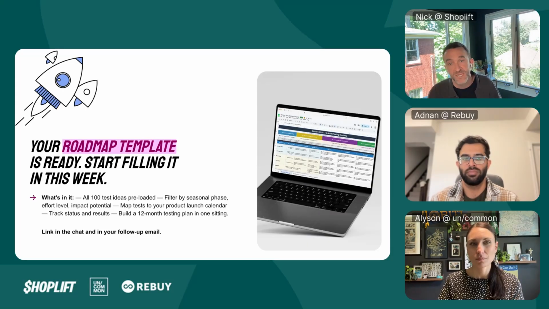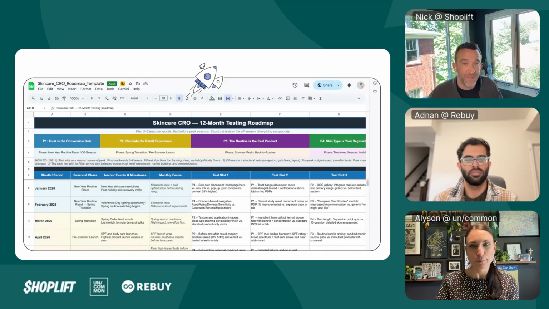But what you're going to do is kind of clear it out and fill it out for your brand. So all 100 test ideas are actually preloaded into this Excel template. They're filtered by seasonal phase, effort level, impact potential, and you're going to map these onto your specific brand's calendar. This is what the roadmap tab looks like.